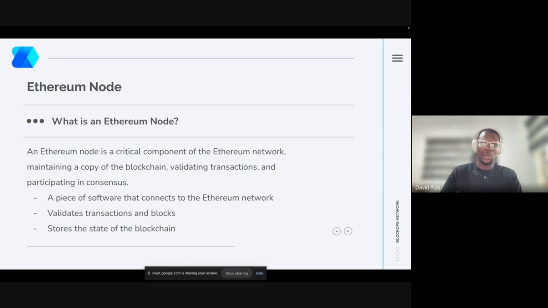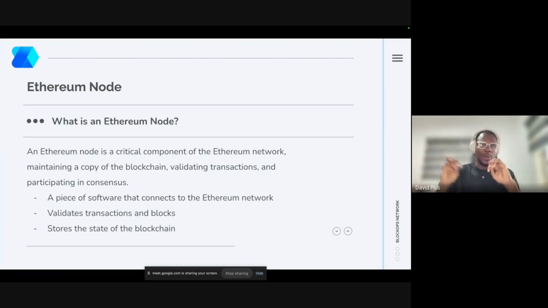An Ethereum node is a critical component of the Ethereum network, maintaining a copy. So basically, Ethereum itself is a network, right? And it's a distributed network. Ethereum itself is a flavor, or a type, of blockchain, called a public blockchain, or you could also see it as a permissionless blockchain, right? And then the ledger or the database is distributed within the network, right?